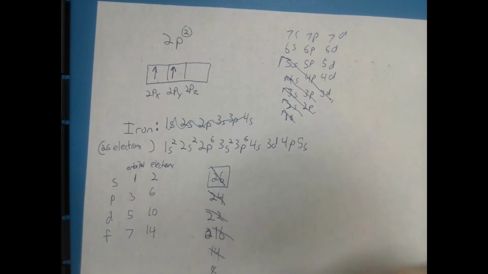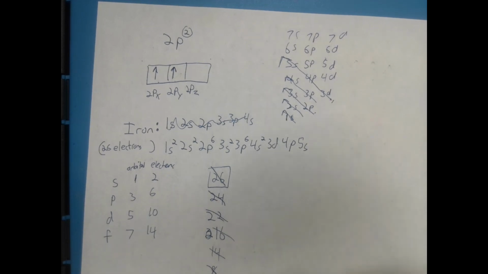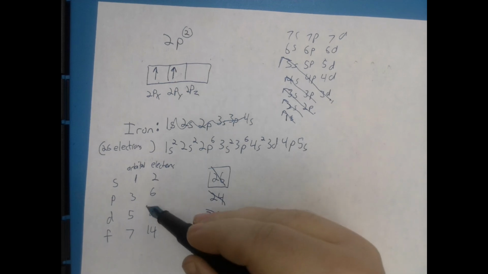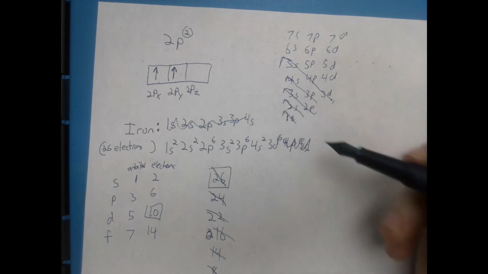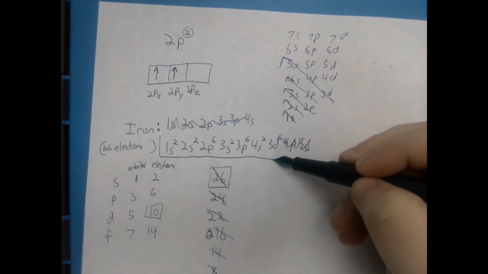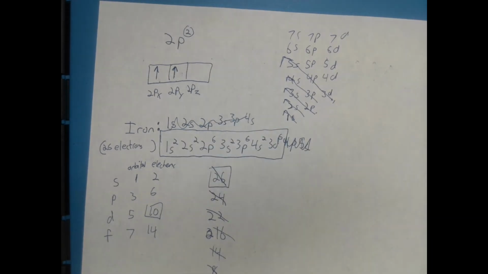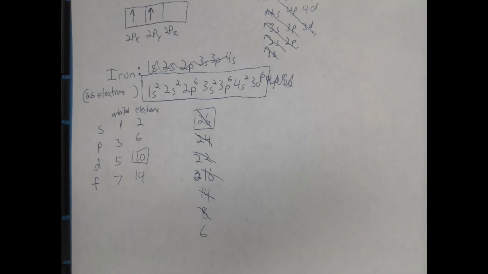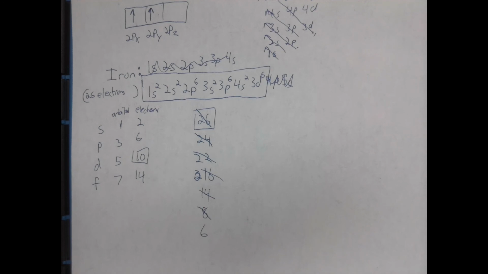That'll be 8. Got 8 left. 2 can go in the 4s. And 6 left. And D can hold 10. But we only have 6 left. So I'll put 6 there. And this is the electron configuration for iron. So the 3d subshell is not completely filled. Only 6 of the electrons are in it.